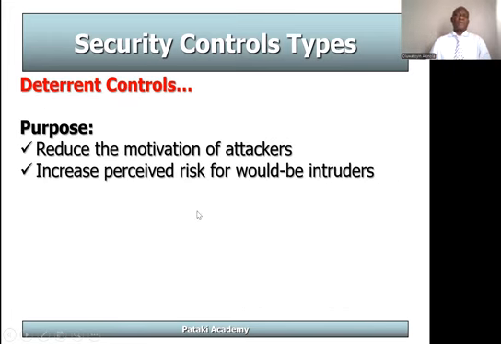Deterrent control. Why deterrent? It reduces the motivation of attackers. There won't be any interest. It will reduce the interest of attacking your database. It increases perceived risk for would-be intruders.